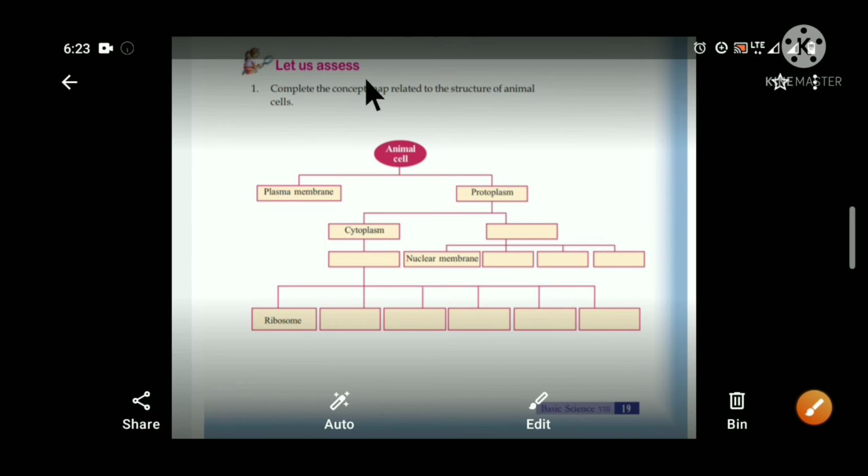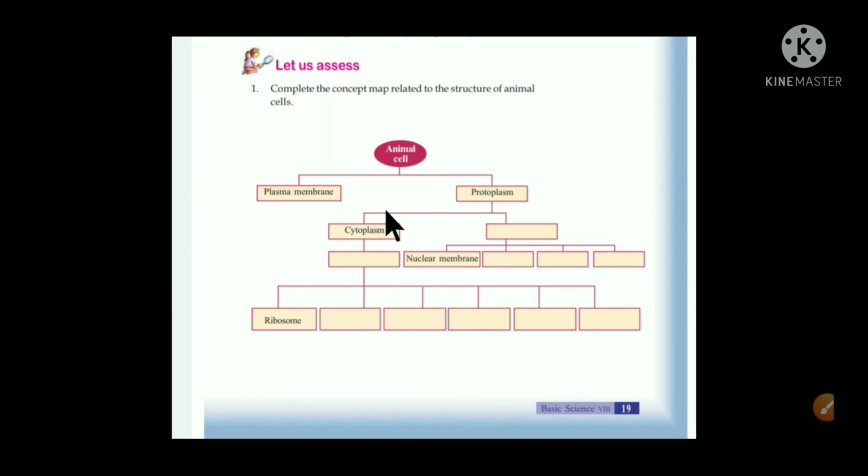Next, let us assess. In let us assess, we are doing exercises. The first one: complete the concept map related to the structure of animal cells. So this is the concept map. You can see the concept map here. I said concept map, illustrations, flow charts: these three have the same meaning.